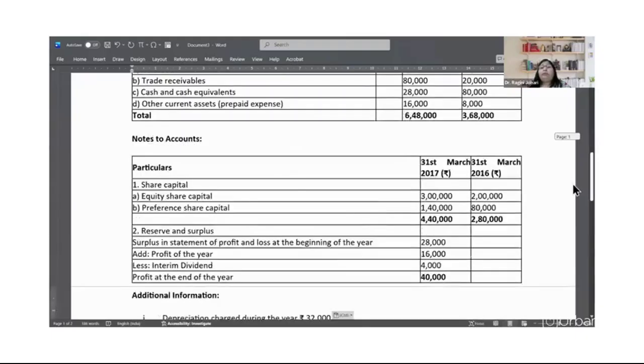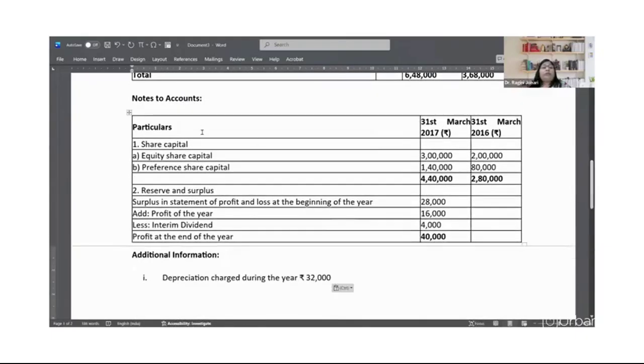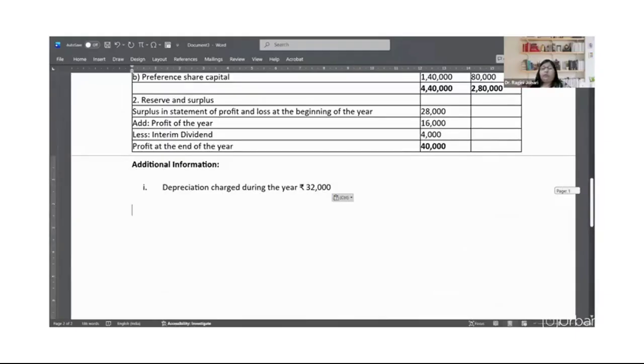Then apart from this, we have some more information, that is note to accounts, and then some additional information is given, that is depreciation charge during the year is 32,000. Now, let us start doing this question.